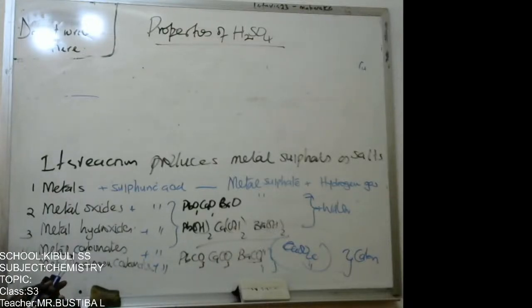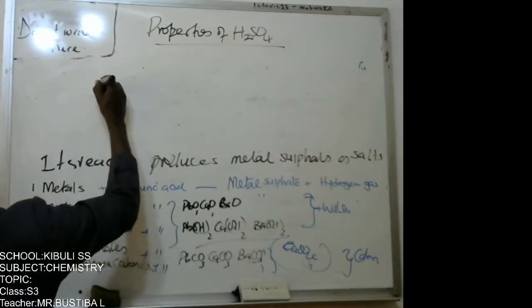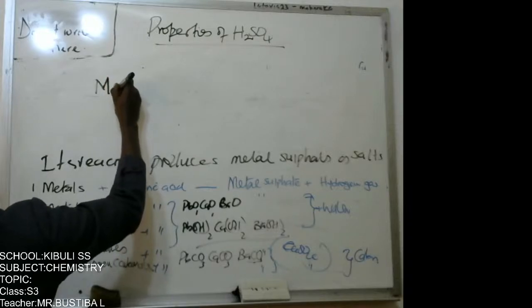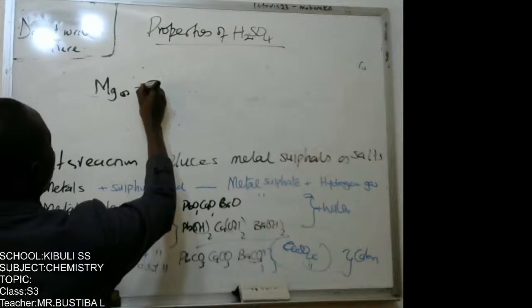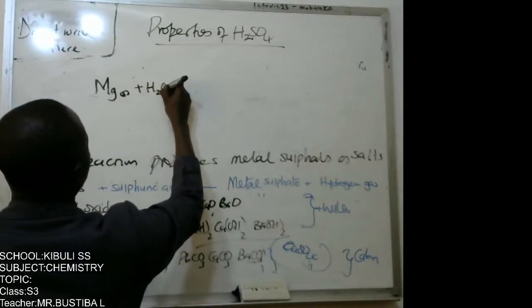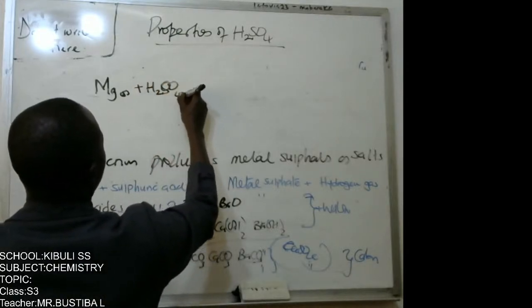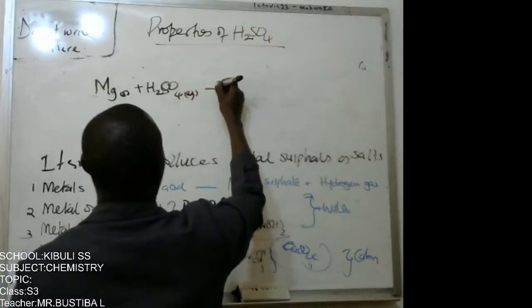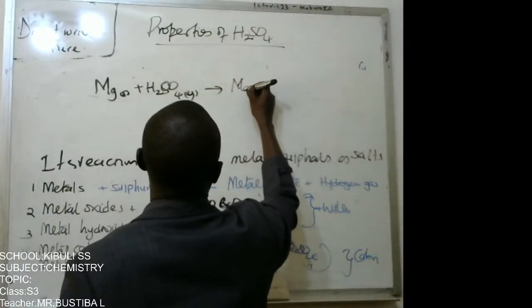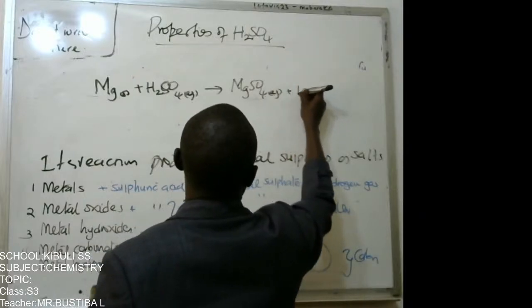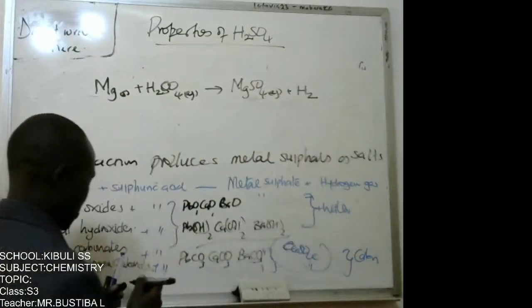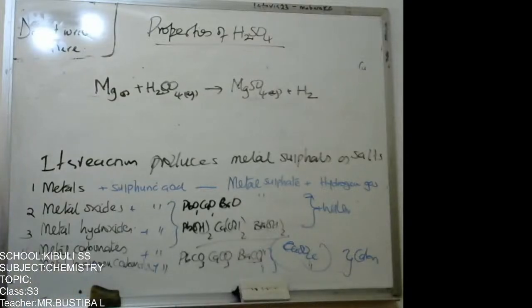So let me pick a metal, for example magnesium, to represent all metals. So magnesium plus sulfuric acid, aqueous, what do we obtain? We shall obtain magnesium sulfate, aqueous, plus hydrogen. The equation is balanced, representing the metals.